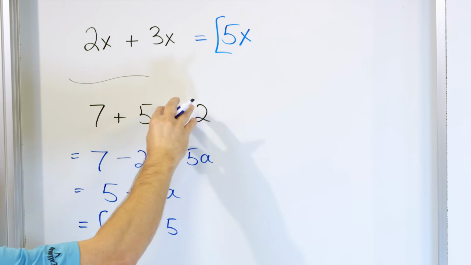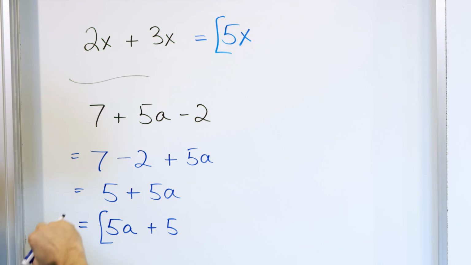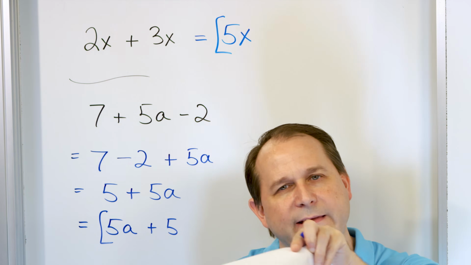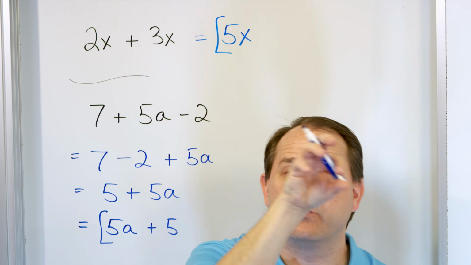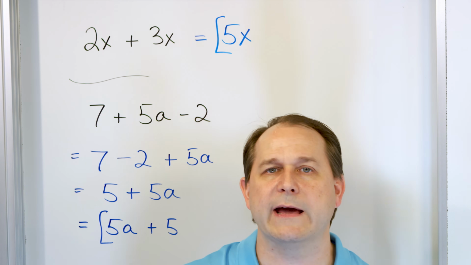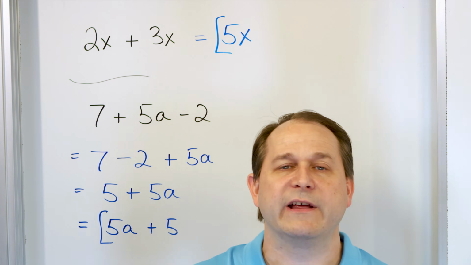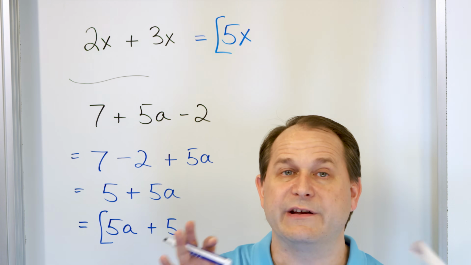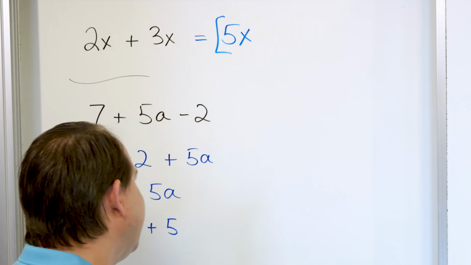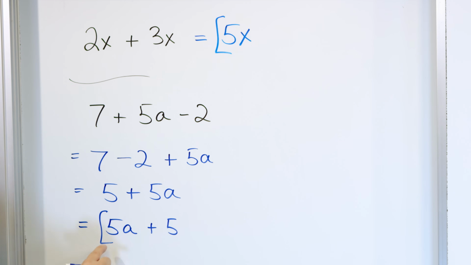That's the same reason that I was able to take this minus 2 and move it around, because when you add or subtract things, as long as you grab the sign with whatever it is you're moving, then you can rearrange things as much as you want to in your addition and subtraction. It won't change the answer. So the answer to this is 5a plus 5.